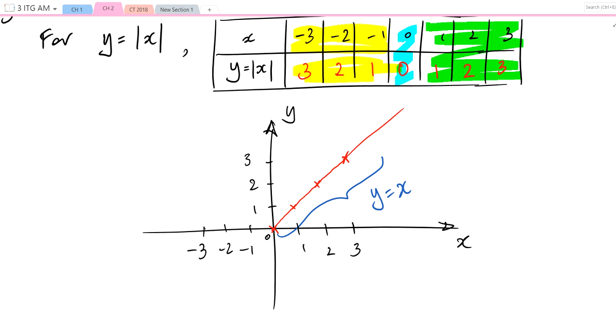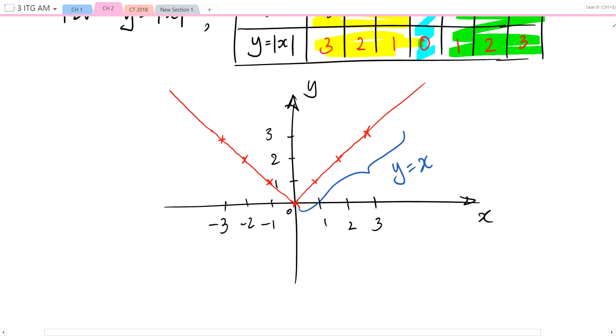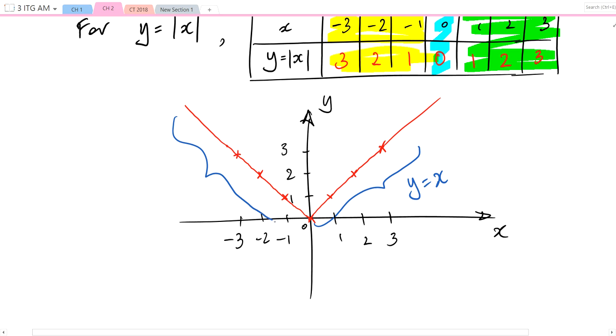So when x equals negative 1, y is equal to 1. When x equals negative 2, y is equal to 2. And when x equals negative 3, y is this time equal to 3. So joining them up, we will get another straight line. This time it looks like this. And again it goes on and on. This part over here of the graph can also be represented by y equals negative x.